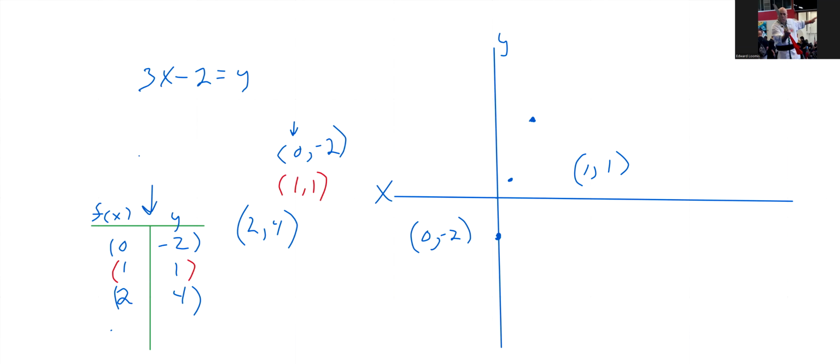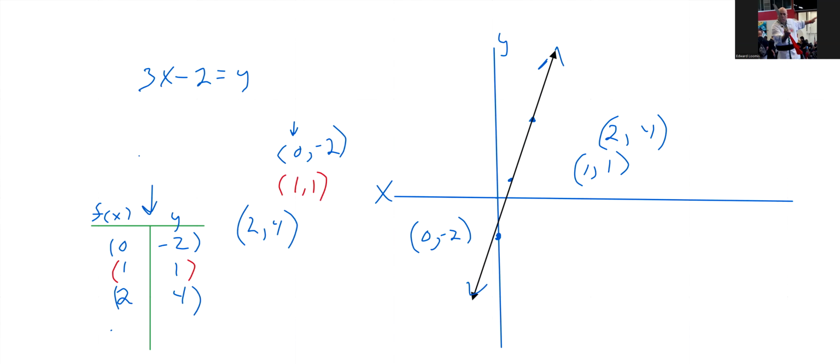I do need to put my locations on the graph because these are called ordered pairs. They're also points, and the coordinates on the graph show me where I find everything. Now, all I have to do is draw a line that connects all these dots with an arrow on both ends, as you can see. This gives me my graph of my linear equation.